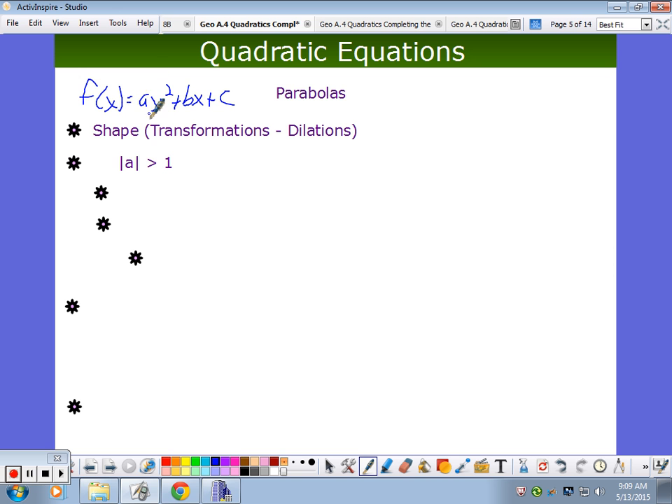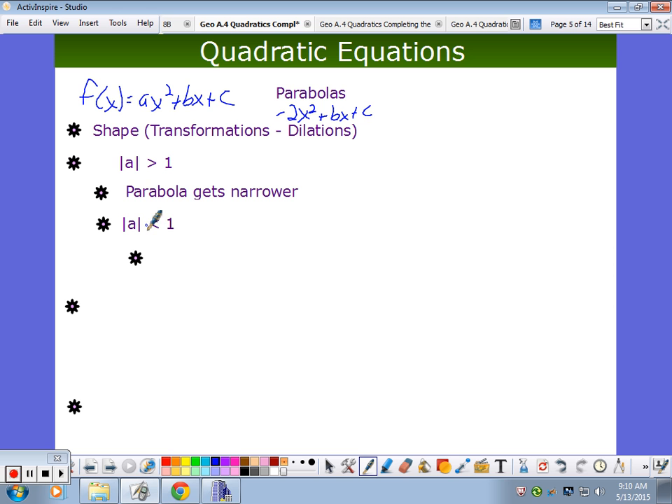If the absolute value of A, if the magnitude of A is bigger than 1, these properties will be true. So if I have like negative 2x squared plus bx plus c, whatever it is, is the magnitude of A bigger than 1 here? Yes. Even though negative 2 is not bigger than 1, I'm only interested now in the 2. So if this number over here, without the sign, is bigger than 1, I get a very narrow parabola. It's a stretch. It's a dilation where I stretch it.